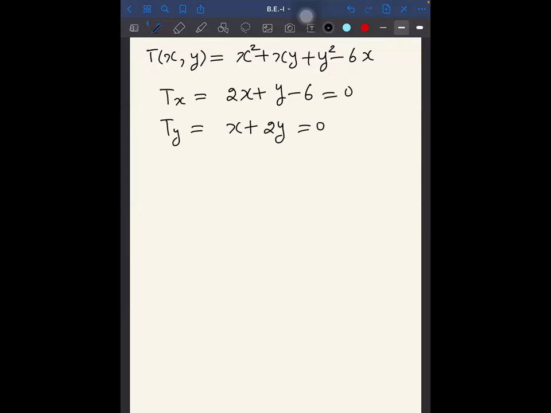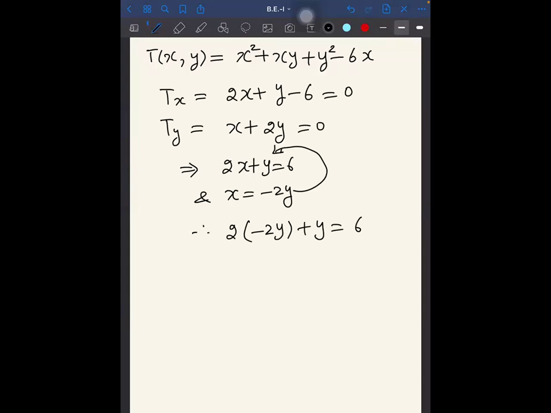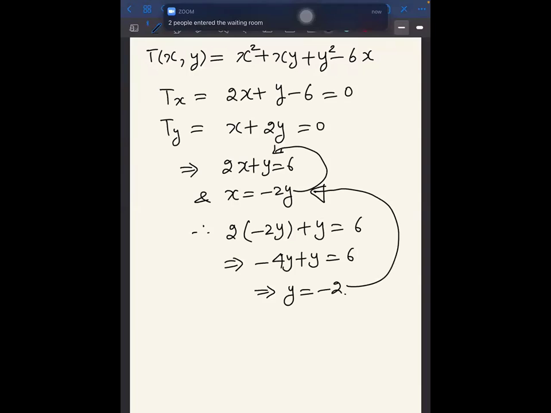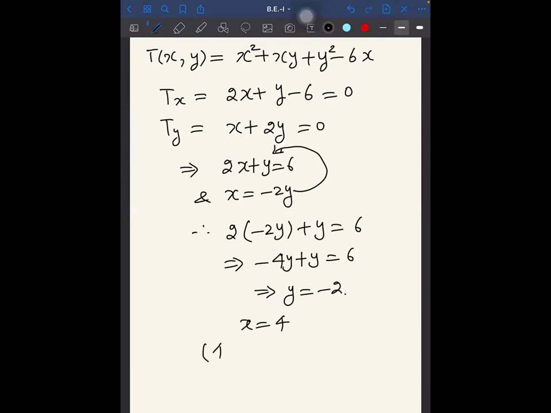So we'll keep them equal to 0. That is 2x plus y is equal to 6 and x is equal to -2y. So let's put x = -2y over here. So 2(-2y) plus y is equal to 6, -4y plus y is equal to 6. So y is equal to -2. Putting that value over here, you get x is equal to 4. So your point is (4, -2).